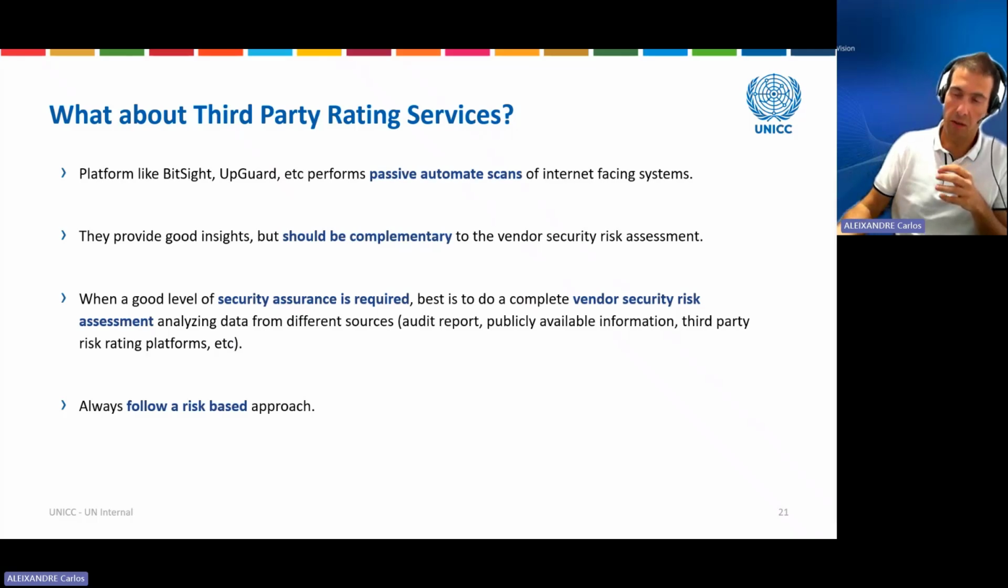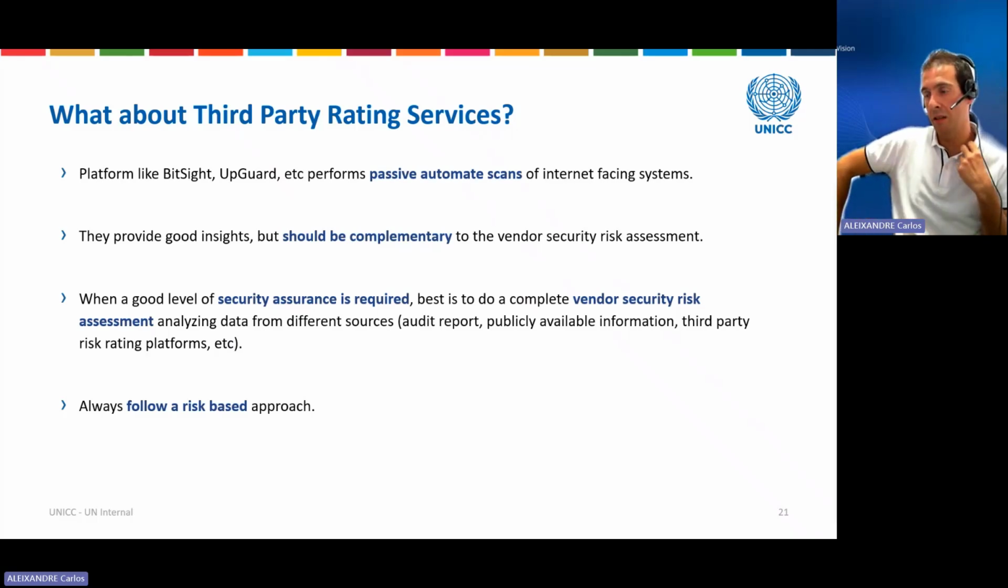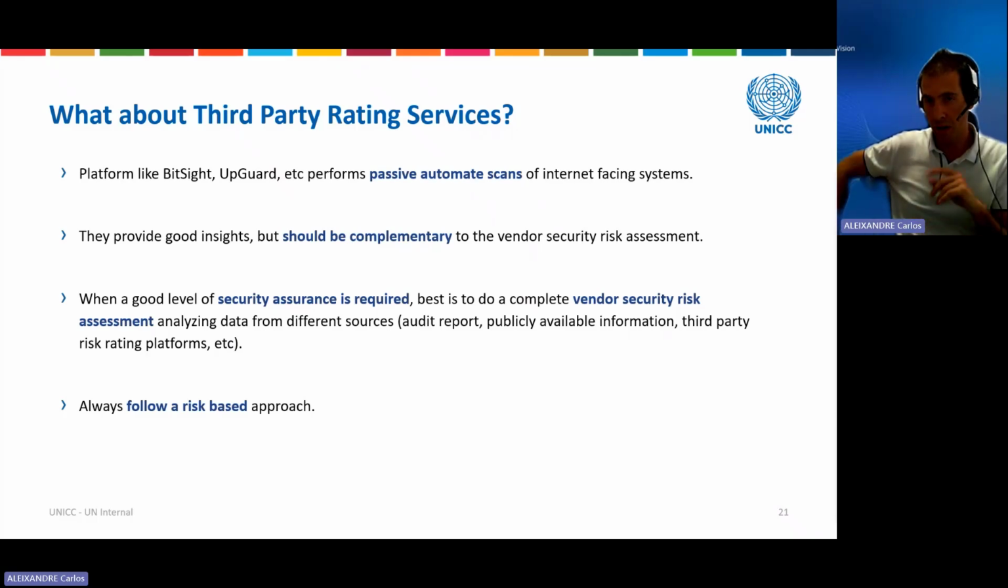So it will be another input to take into consideration, similar to the SOC 2 Type 2 reports, similar to the security questionnaires if we send them, or any other publicly available information, recent data breaches, and all that. So it's another input to take into consideration, but I wouldn't recommend it to be the only input. They provide good insight, but should be taken as another input.